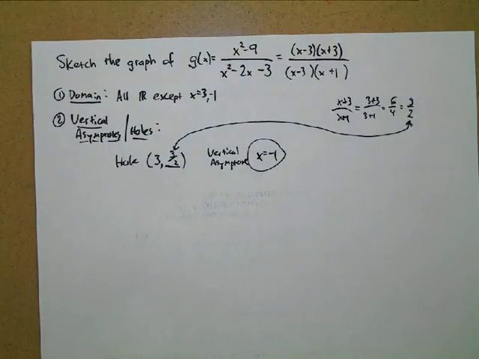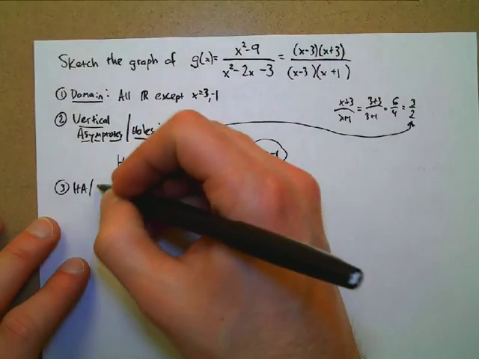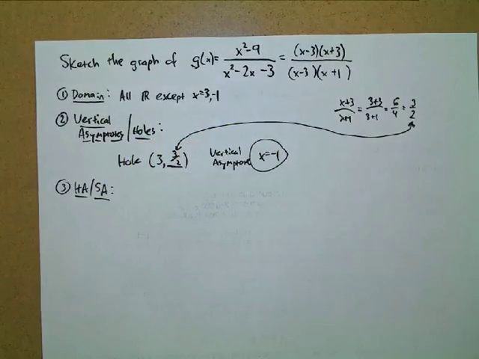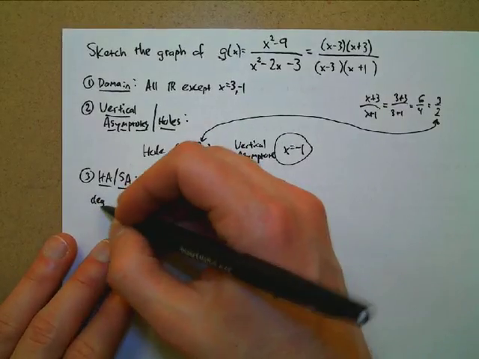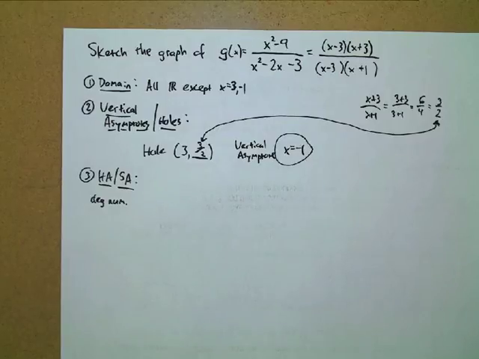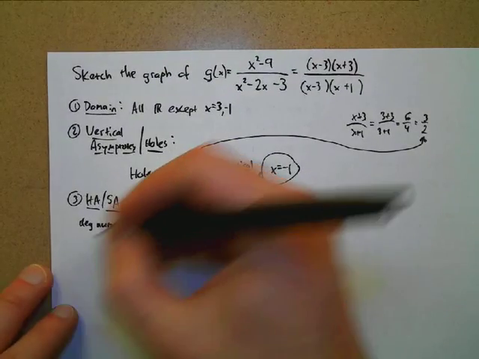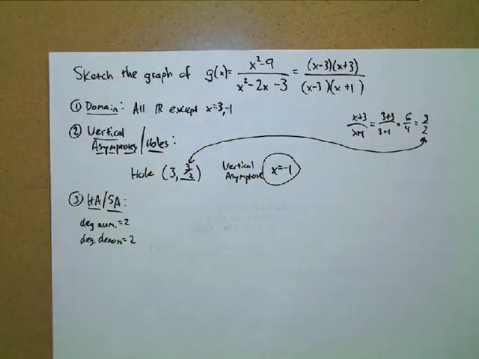What's the degree of the denominator, Stephanie? 2. So the degree of the numerator is the same as the degree of the denominator. If the degree of the numerator is the same as the degree of the denominator, the ratio of the lead coefficients is our horizontal asymptote. So, Stephanie, what is the lead coefficient here? Lead coefficient, like the number in front. 1. What's the lead coefficient here? So it's 1 over 1. So the horizontal asymptote is at y equals 1.